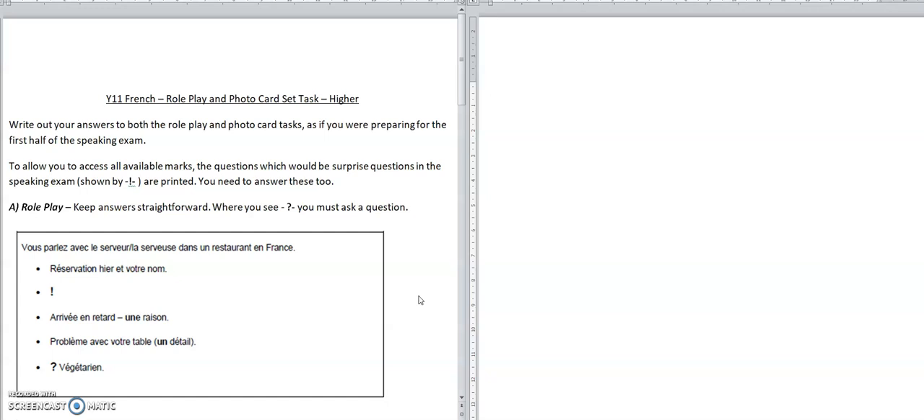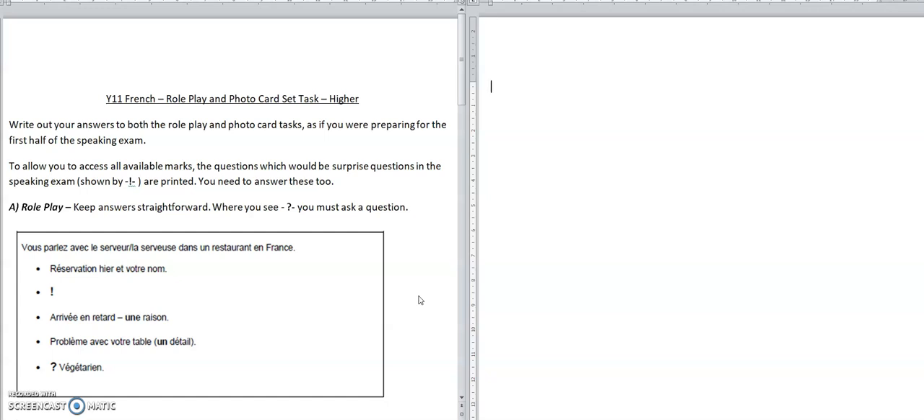There are no marks for complex language, no marks for being fancy. You just need to get the job done, and I would recommend you try and get it done as quickly as possible in about 3 or 4 minutes, so you give yourself at least 8 minutes to spend on the photo card where more detail is needed. So let's look at this example from the specimen materials.